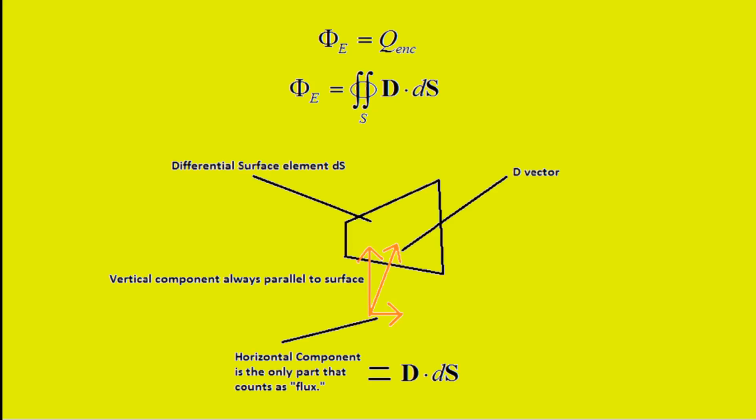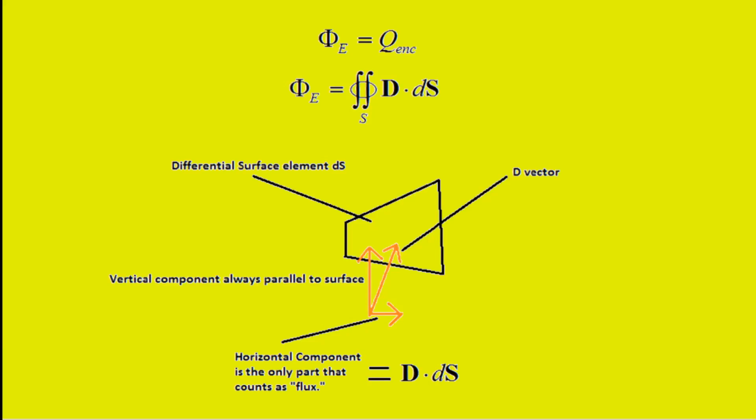Phi sub E is the total electric flux, and Q enc is the total charge enclosed by that surface. The total flux is equal to the closed surface integral of the displacement field through the surface. The circle through the integral signs represents that it's closed. To explain this equation, let's look at the following image.